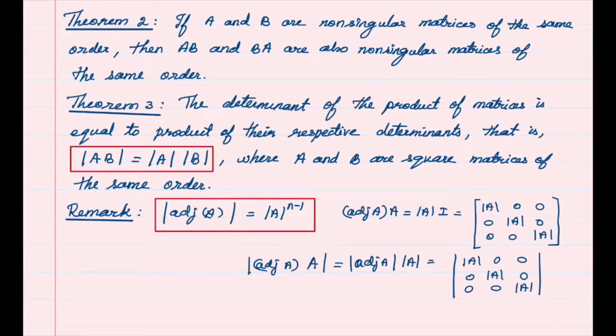Now, from a determinant, we can take common factors only from each row or from each column. So, we will take out determinant of A from the first row.